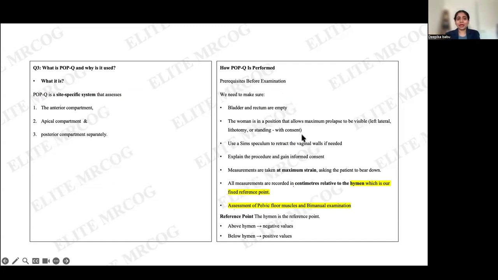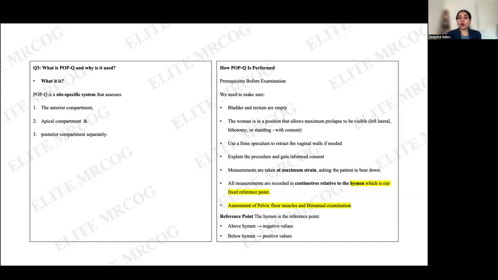The next is that it is a site-specific system. Okay, so we have got the anterior compartment, the apical compartment, and the posterior compartment separately. And then a few words on how we are going to do it. Please tell that to get those marks under the POPQ system. Don't spend more than 30 seconds. Just say that the bladder and rectum should be empty. We have to have a chaperone and then keep the woman in a position that allows the maximum prolapse. It could be left lateral, lithotomy, or standing position also, if that's acceptable for her.